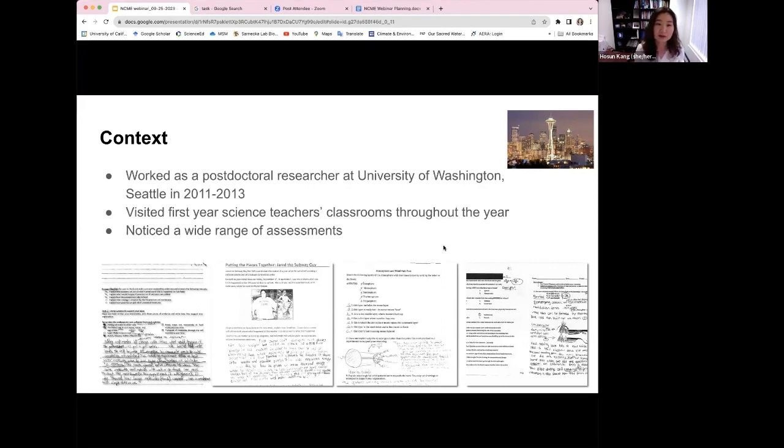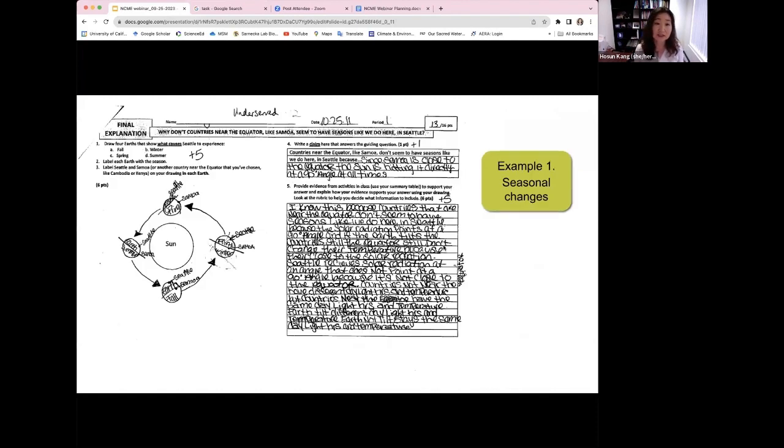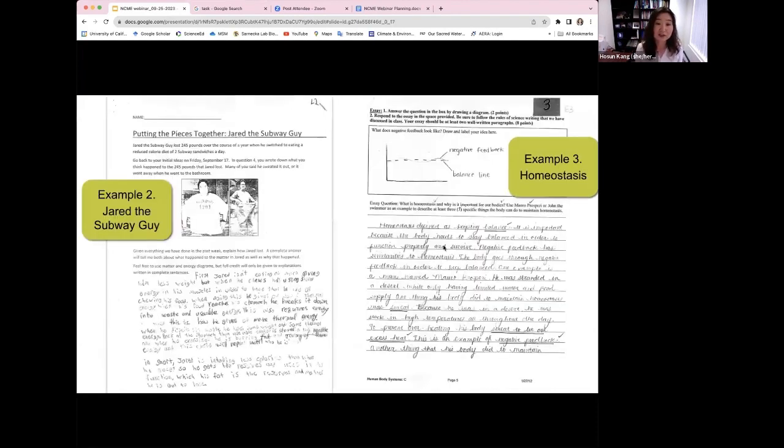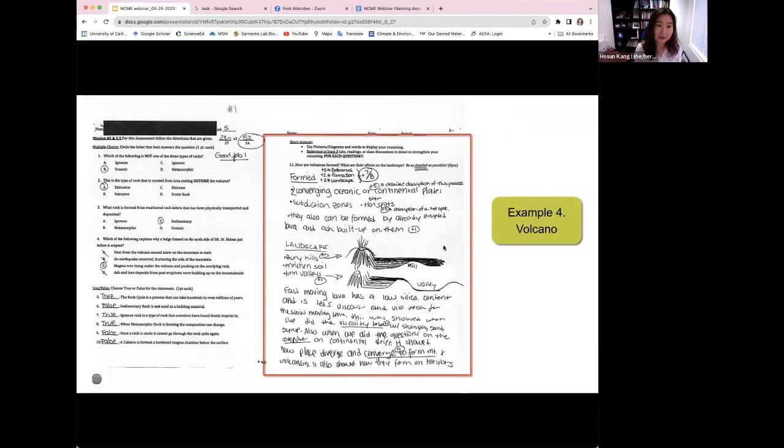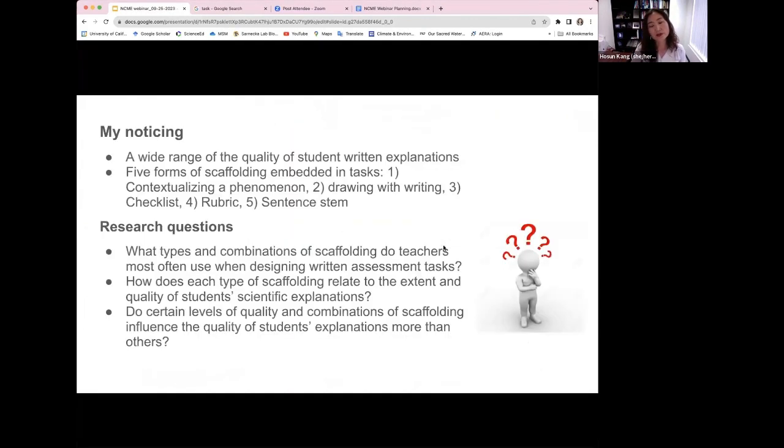So here are some examples of different kinds of assessment. As you can see, some of the students write a lot, and you see the variety of assessment and part of the data that I gathered. So I began to wonder why I'm noticing there is a wide range of quality of student written explanations. And I also noticed that teachers use very different forms of scaffold to design and support students' written explanations. So I began to wonder, what is the role of this scaffold, and why do some teachers in the first place use a scaffold, and what is the role?